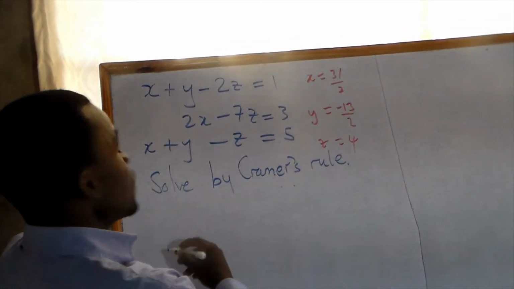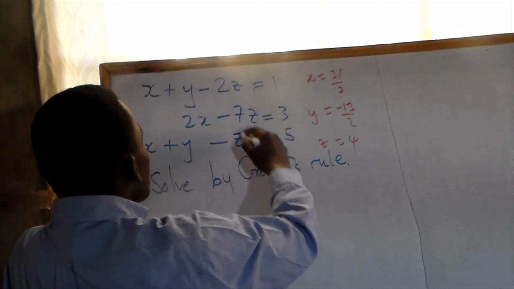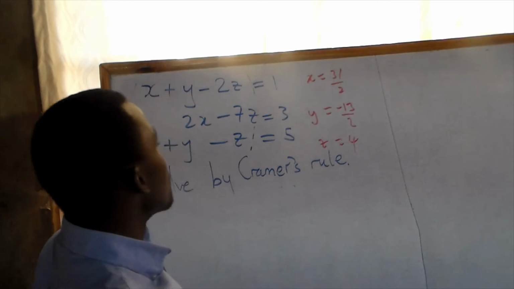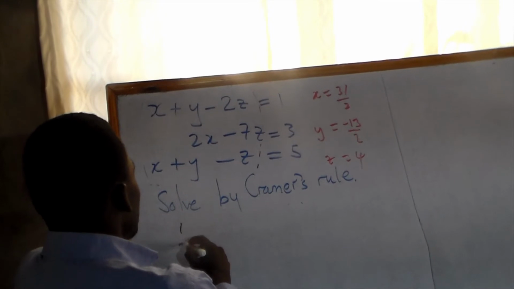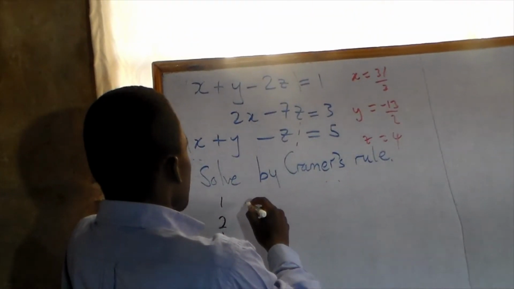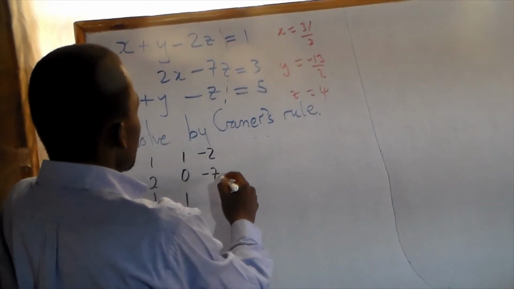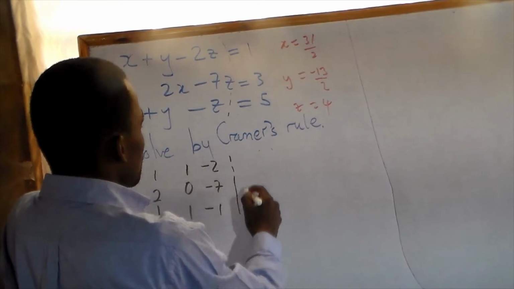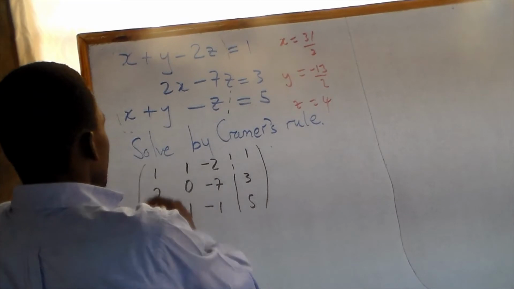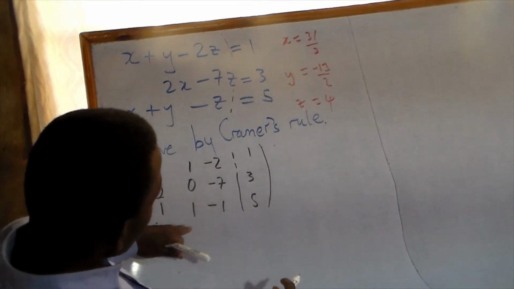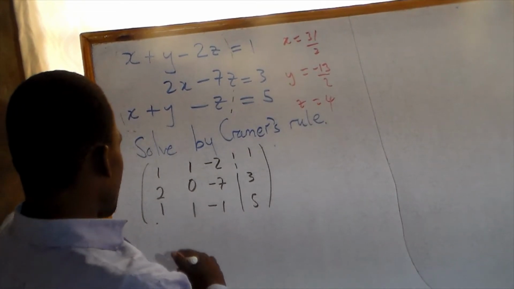When solving a system of equations using Cramer's rule, we must first put the system of equations in matrix form. Okay: 1, 2, 1; 1, 0, 1; minus 2, minus 7, minus 1. Then the answers: 1, 3, 5. So we're going to first find the determinant of this 3 by 3 matrix.